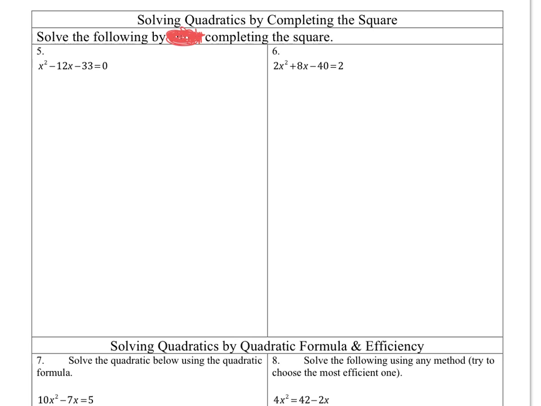So you have x squared minus 12x minus 33. If you put a smiley face right under that either, that'll show me that you actually watched this video and I'll learn something from you. So to complete the square, let's move that constant.